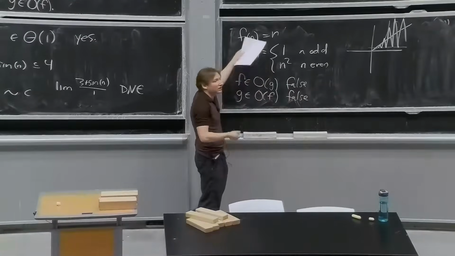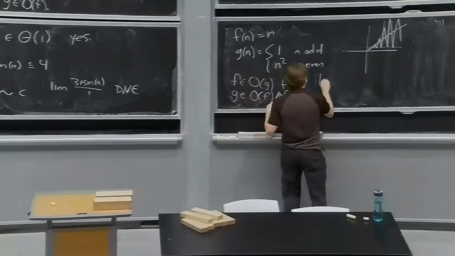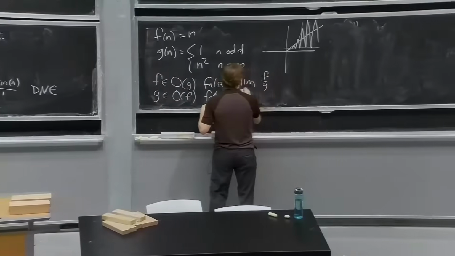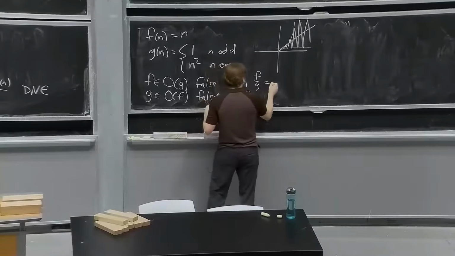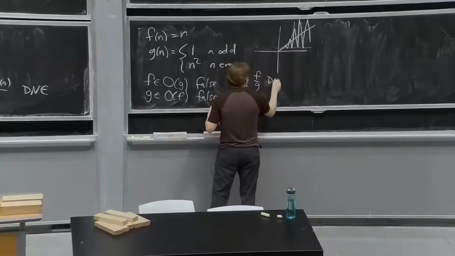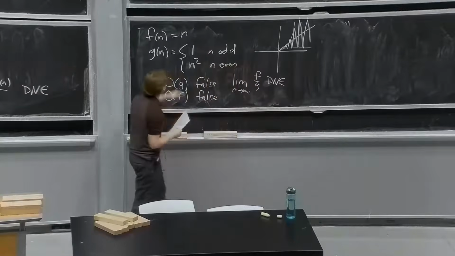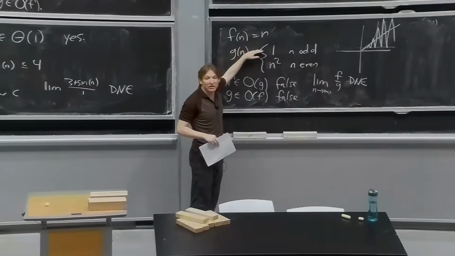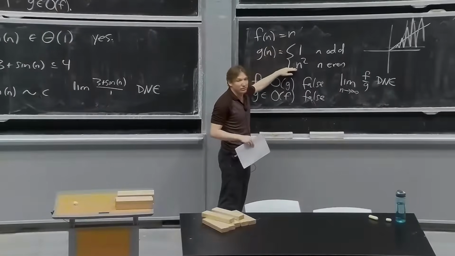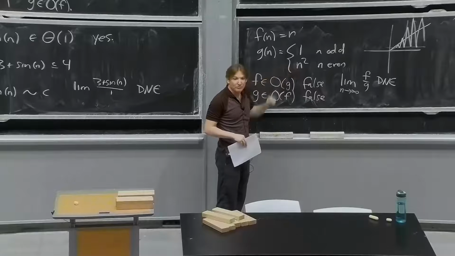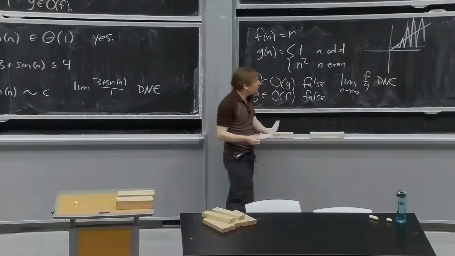And it was specially constructed so that the limit of f over g as n goes to infinity does not exist, because on the odds, f over g grows really big, and on the evens, f over g grows really small. Sound good? Nice. All right.